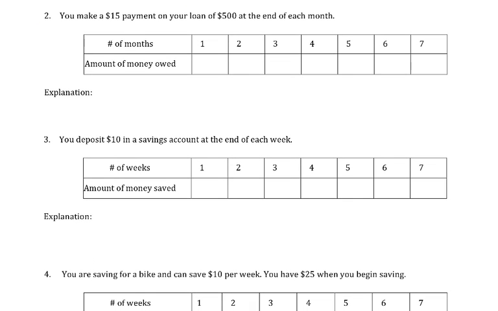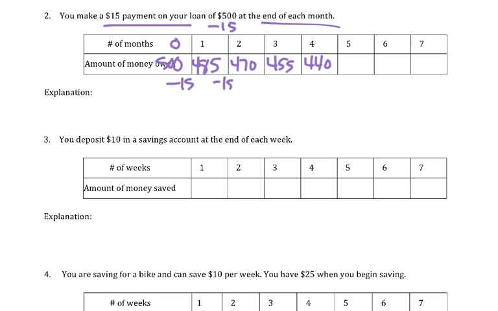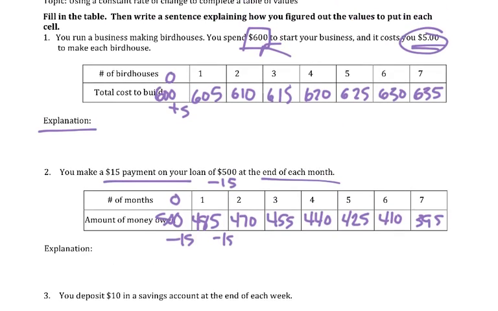Okay, you make a $15 payment on your loan of $500 at the end of each month. So after that first month, you've subtracted 15 from the 500, so that would be $485. If you went back to the 0, that would start out at 500. So we're subtracting 15 each time because it's per month. So 485 minus 15 would be 470, then 455, then 440, then 425, then 410, and then 395.